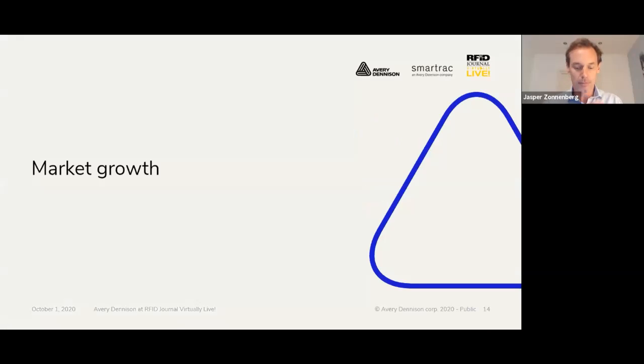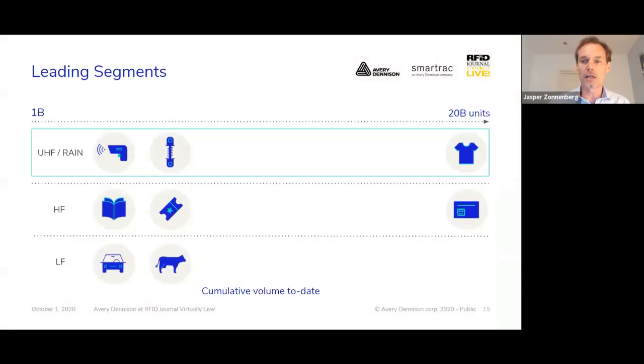Let's now talk a little bit about the market, what the market looks like. What you see here is looking a little bit at the past. So how did we arrive where we are today from an RFID adoption perspective? If you look at UHF, that has been predominantly an industry, manufacturing and apparel game, where you see on the far right apparel that is absolutely in massive volumes.